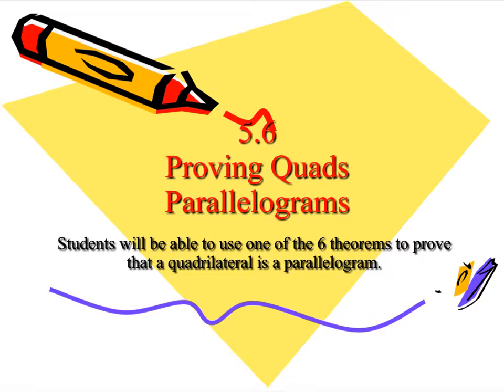Today we'll be proving quadrilaterals to be parallelograms, and this will be a continuing theme throughout the rest of this chapter, where we prove quadrilaterals to be a more specific type of quadrilateral, like a square, or a rectangle, or a rhombus, or a trapezoid, or a kite. We will continue to prove different types of quadrilaterals. Today we will focus on parallelograms.